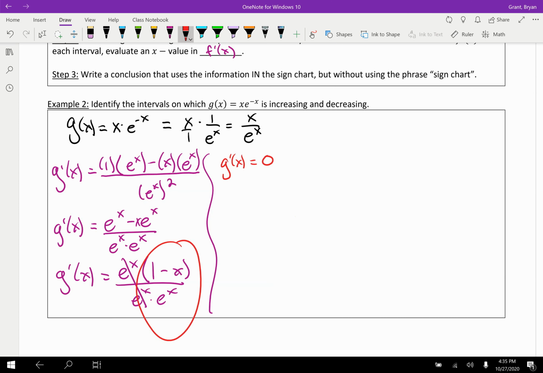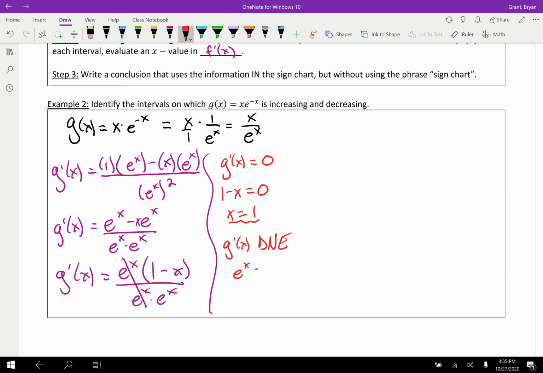Now, instead of setting the whole fraction to 0, though you can, we need to remember that a fraction only becomes 0 when the numerator is 0. 0 divided by anything, so I'm really just going to set 1 minus x equal to 0, and we get x equals 1, first critical point. Easy. We also need to realize that g prime of x does not exist if the denominator becomes 0.